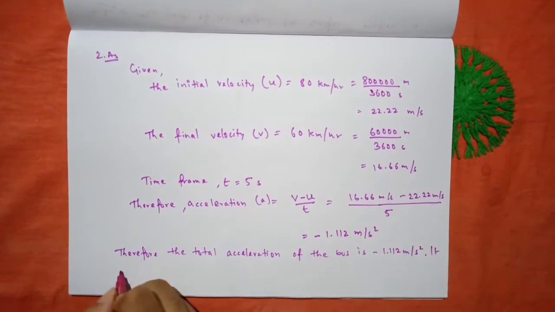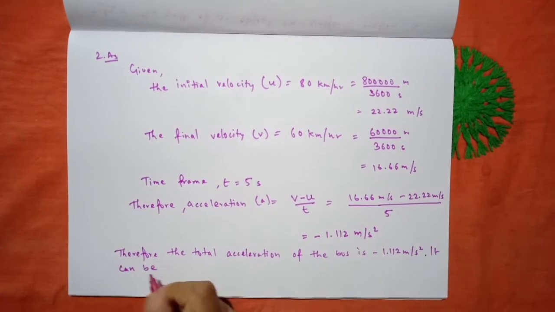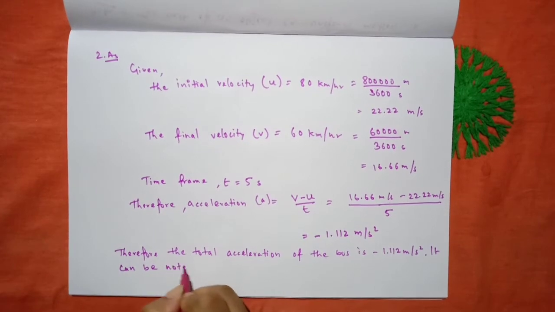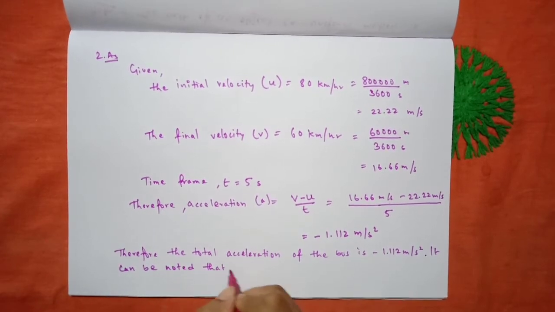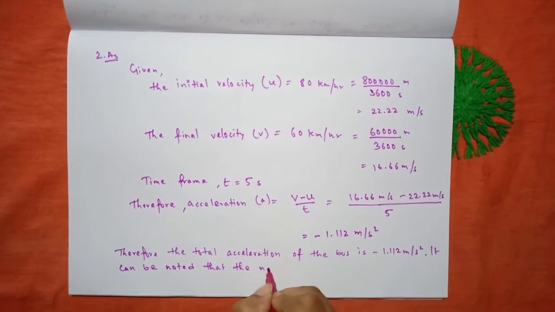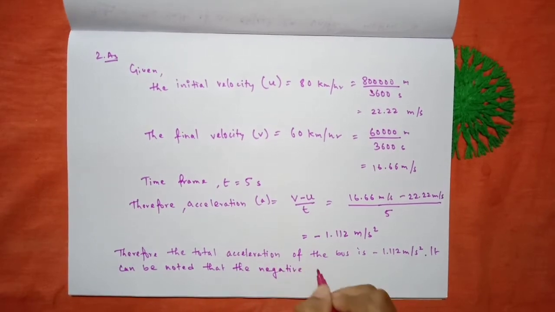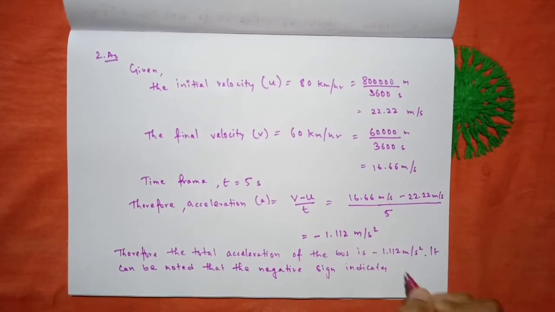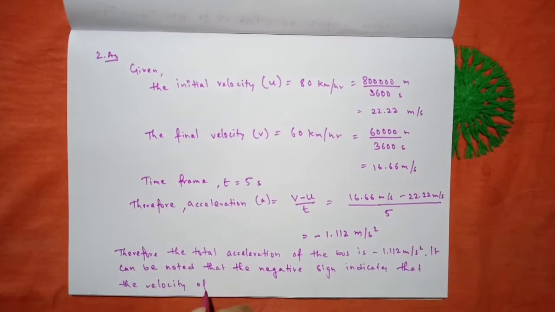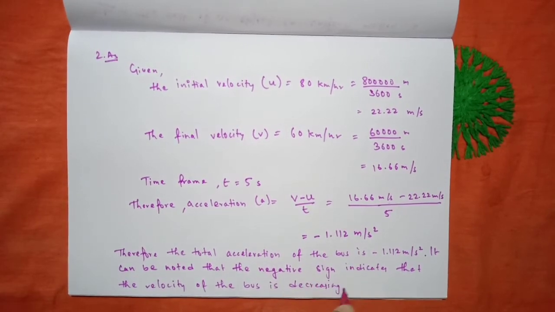It can be noted that the negative sign indicates that the velocity of the bus is decreasing. Okay, got it?